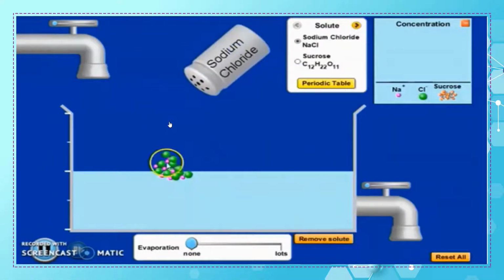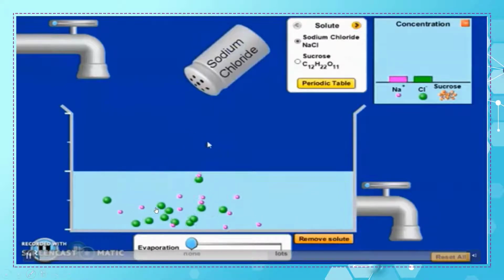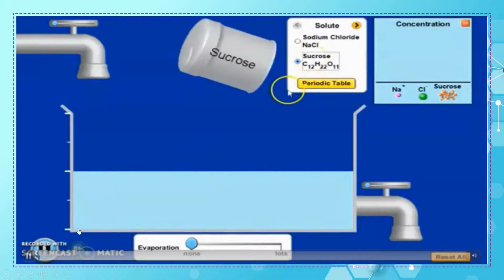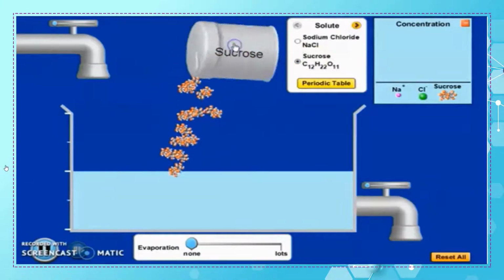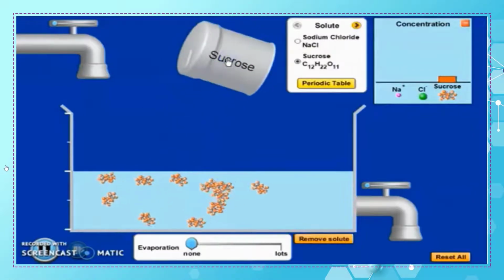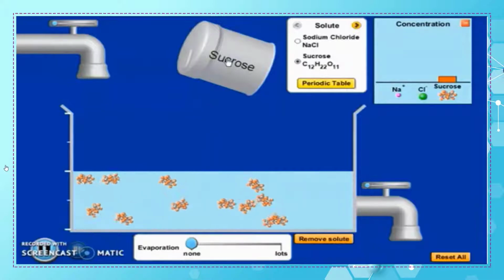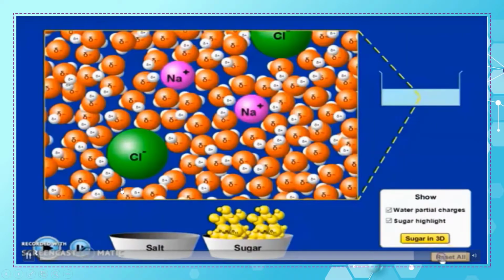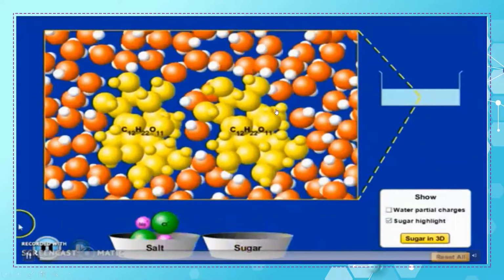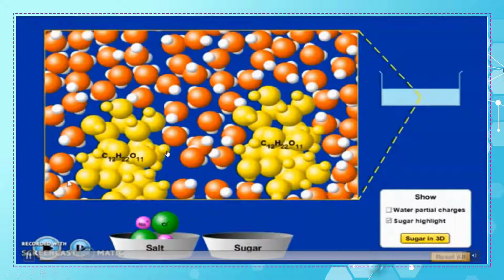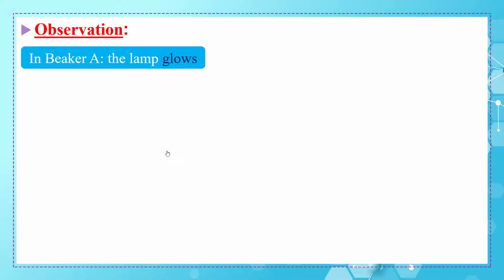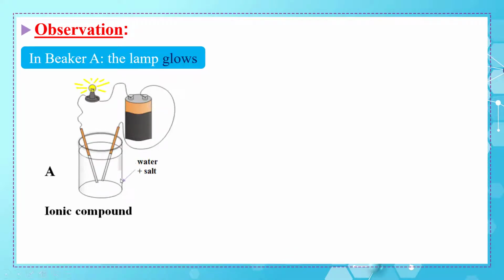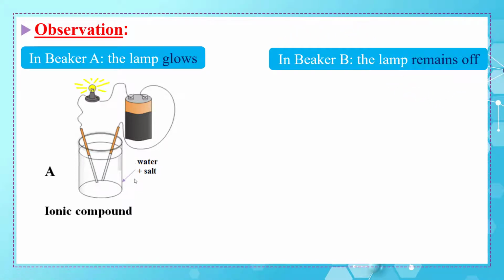So our salt is sodium chloride. As you see, when it is in water, it dissociates. While when adding the sucrose, which is our sugar, in the water, it does not dissociate. Here we see the NaCl and how its ions dissociate, while the sucrose compound does not dissociate. Observation: in beaker A, the lamp glows, the beaker containing salt. While in beaker B, which contains water and sugar, the lamp remains off.